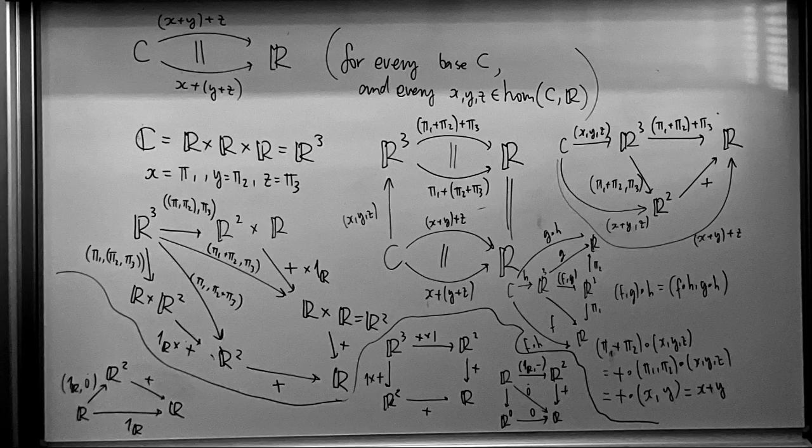So we've proved our claim that we don't have to require this for all generalized elements. We can just require it for a specific one, namely for x, y, z being pi1, pi2, pi3. And then in that case, it's the equality of these three maps.